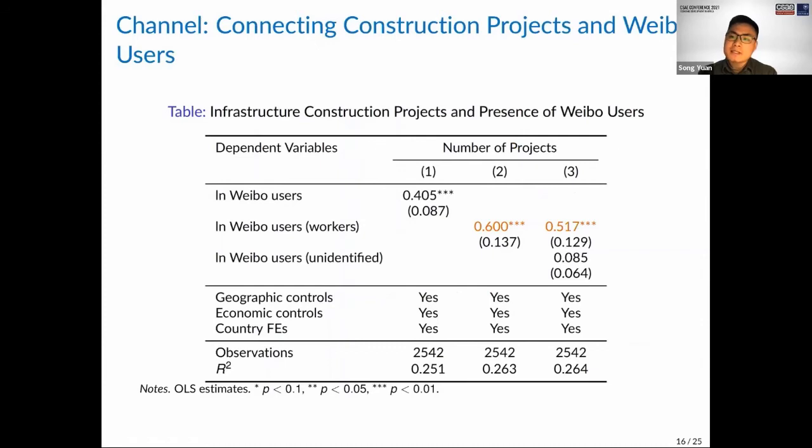The channel is that malaria might affect the Chinese projects through affecting the Chinese workers, because they are not immune to malaria, right? And at the same time, the realization of the Chinese projects depends on the presence of the Chinese workers. So we would like to see the correlation between the Chinese workers and the projects. What we do is we regress the number of the Chinese projects on the number of the Chinese workers in each grid cell, and we found there's a strong and positive correlation between the workers and the number of projects, which confirms our hypothesis that the realization of the Chinese projects depends on the presence of the Chinese workers.